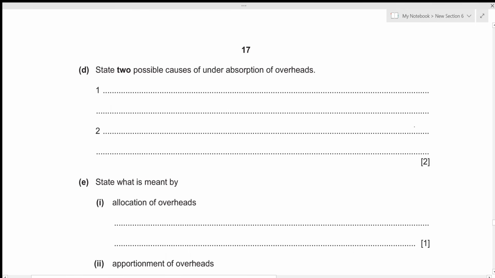We need to state two possible causes of underabsorption of overheads. So for the causes of whether it be underabsorption or overabsorption, we can actually look at it in two different ways. Firstly, we can look at it from the overheads, and secondly, on the basis of production. So we're talking about under-absorption. One case for the overhead is that whenever the actual overheads are greater than budgeted overheads, then it results in the under-absorption of overheads. Let's write that condition down. So actual overheads is greater than budgeted overheads.